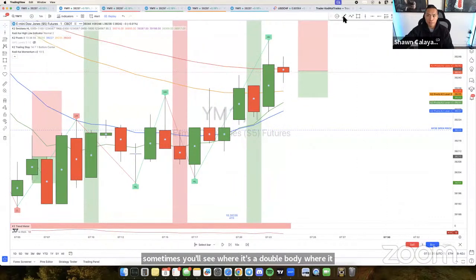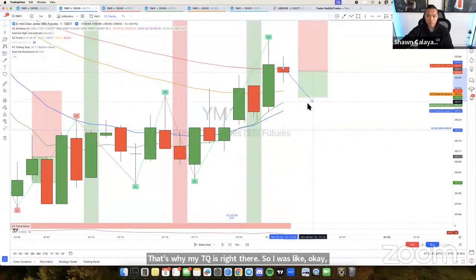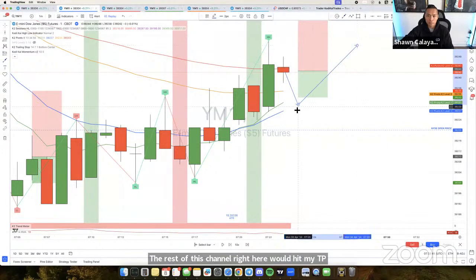I was expecting price, if it was to correct down, to fill the rest of this candle right here. That's why my TP was right there. So I was like, okay, if price needs to fill the rest of this candle right here, it would hit my TP before it comes back up from there. But for whatever reason, price pushed up higher.